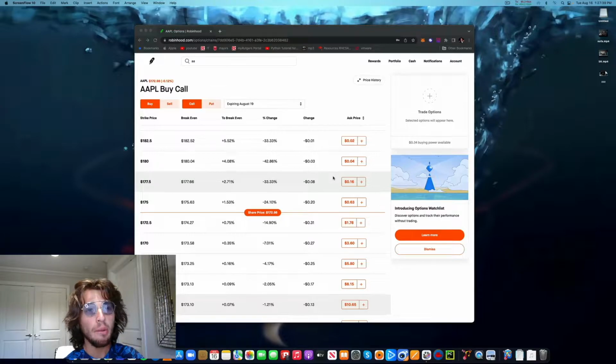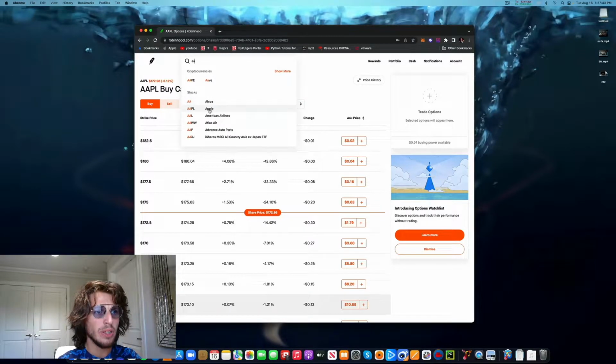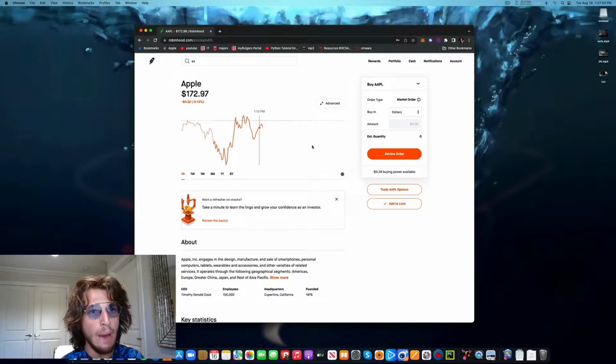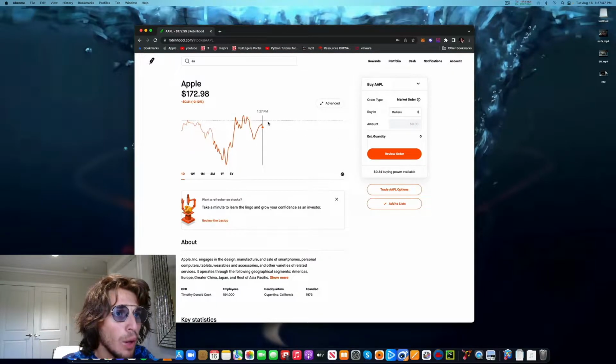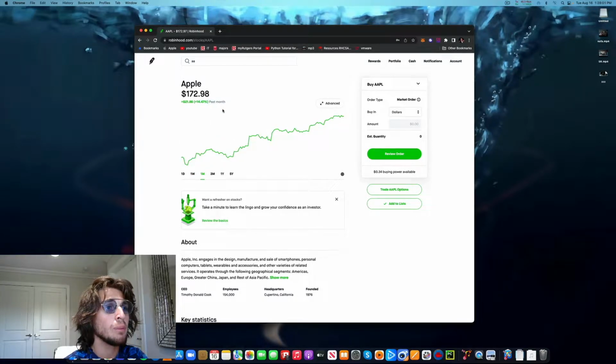But here we have pulled up Apple stock. Actually, I'm going to switch over to just raw Apple stock for a second. So as you can see here, Apple is at the price of $173 right now. You can see on the week it's up 3%, on the month it's up 14%. So overall, it's been climbing a decent amount.